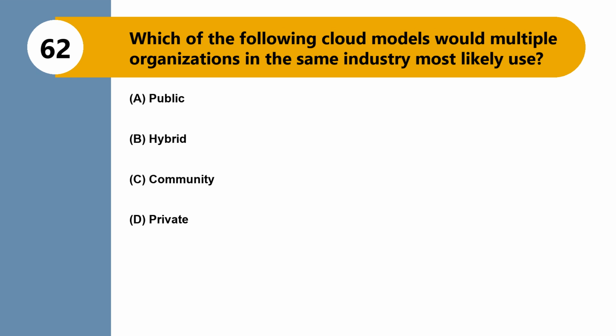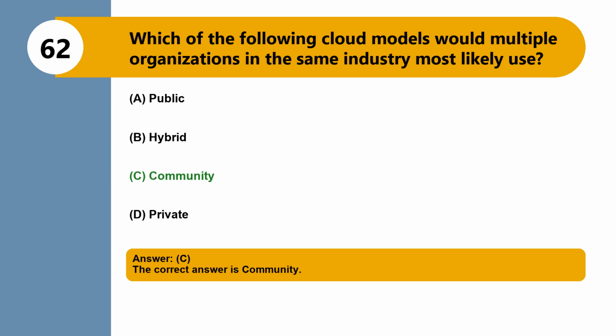Question 62. Which of the following cloud models would multiple organizations in the same industry most likely use? Option A, public. Option B, hybrid. Option C, community. Option D, private. The correct answer is option C, community.